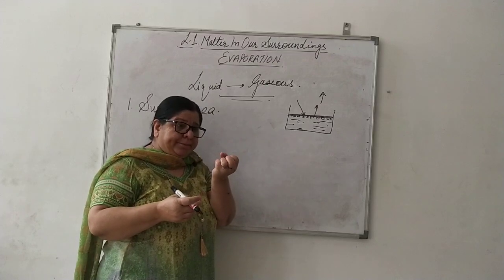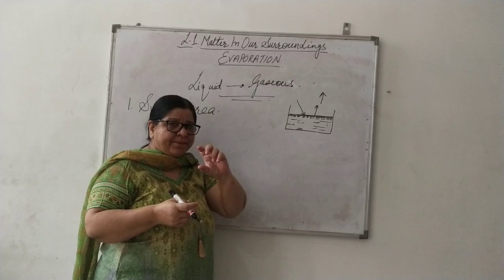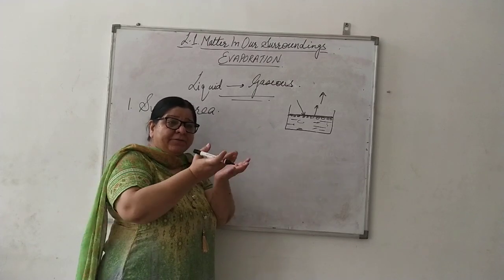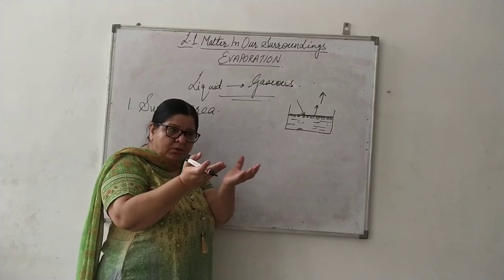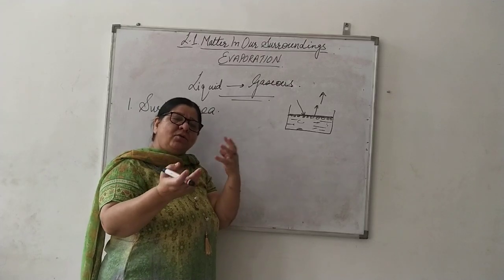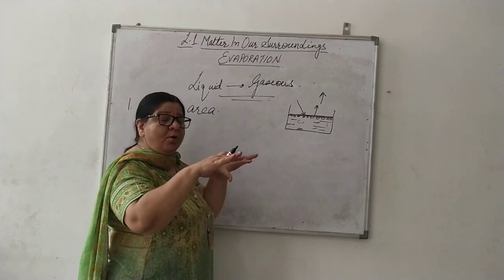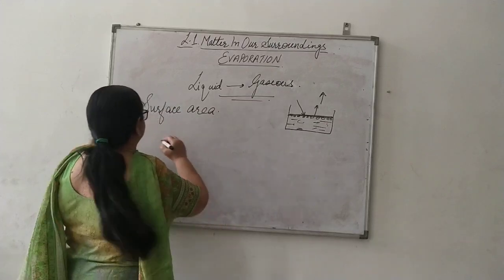You drink hot milk or tea or coffee in a cup, right? It remains hot for a longer time. But if you put it in some saucer, in a plate, you increase the surface area. You can drink it more easily, it becomes cold more easily. So, more the surface area, more will be the evaporation.